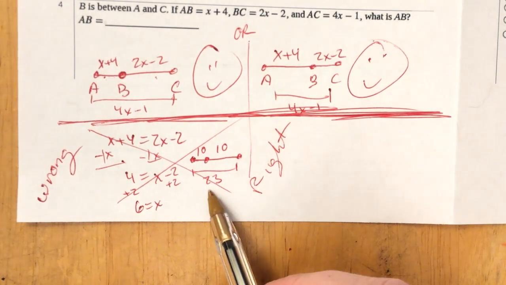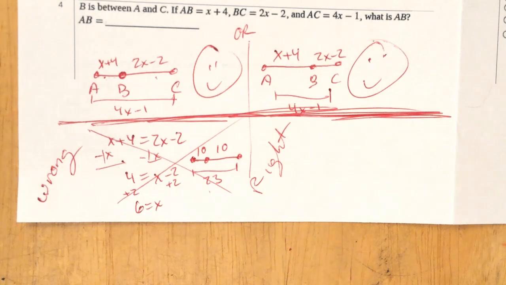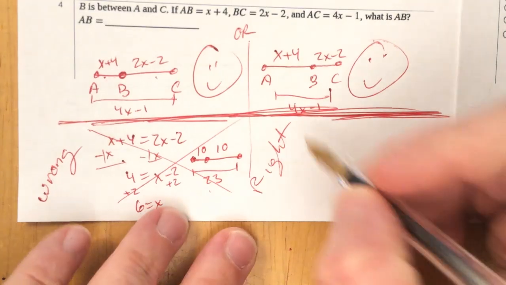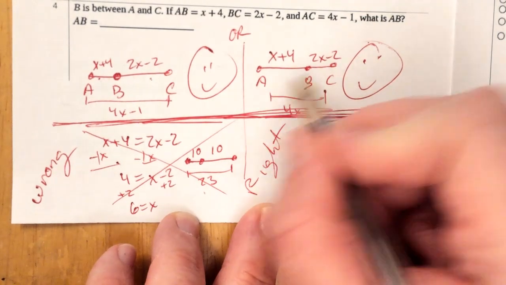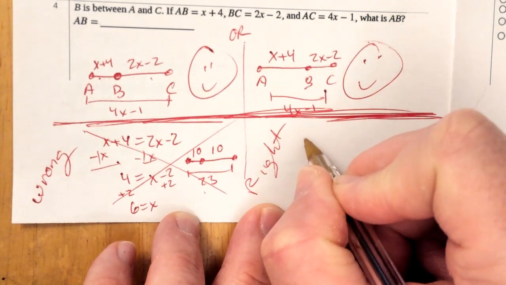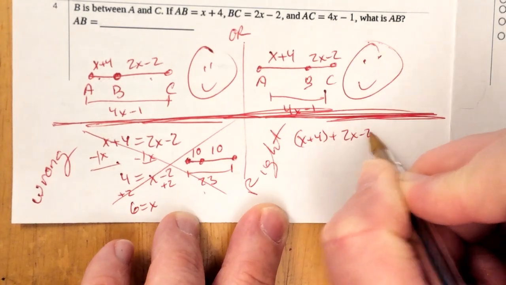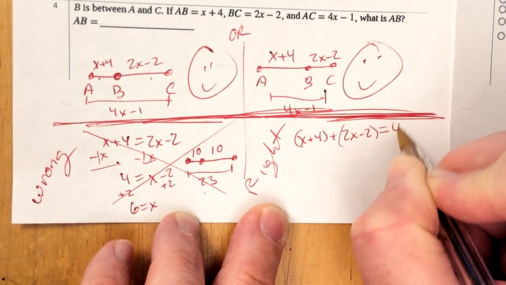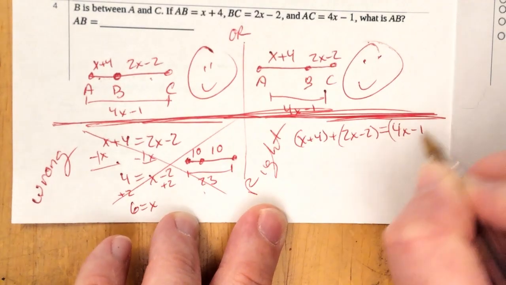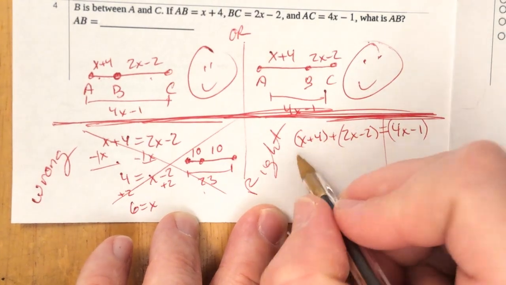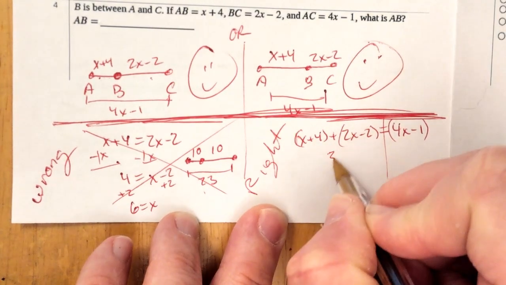So this is wrong. Okay, oh no, I have to redo it. This was incorrect. You caught yourself. It's okay to make mistakes. Just catch yourself. So let's try this again. It was supposed to be this plus this equals the whole shebang. It was supposed to be x plus 4 plus 2x minus 2 is equal to 4x minus 1. When they're on the same side, do the same operation. What's 1x plus 2x? That's 3x.